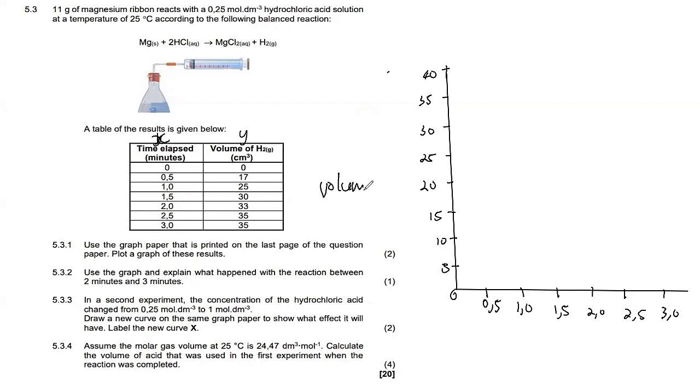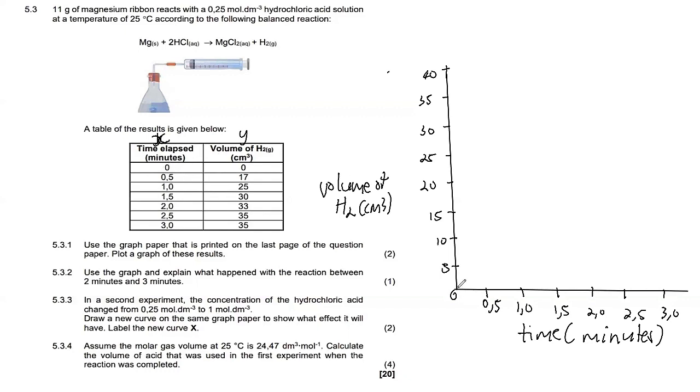Then we have volume of hydrogen gas, and it's given in centimeter cubed. Then down here we have time, and note that our time is given in minutes. Remember, we said we are not restricted to our time being in seconds. That's why when we define, we say per unit time. So we can use any unit of measurement, whether it be seconds, minutes, or even hours if possible, but most of the time we just stick to seconds and minutes. Then obviously you want to plot your graph here.